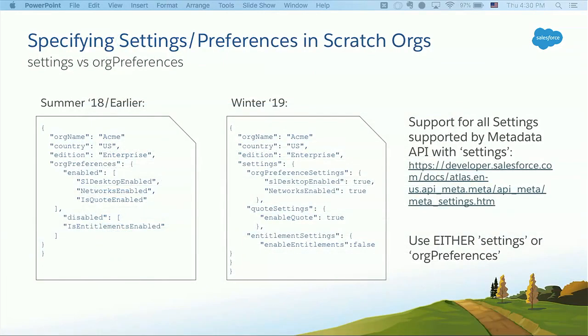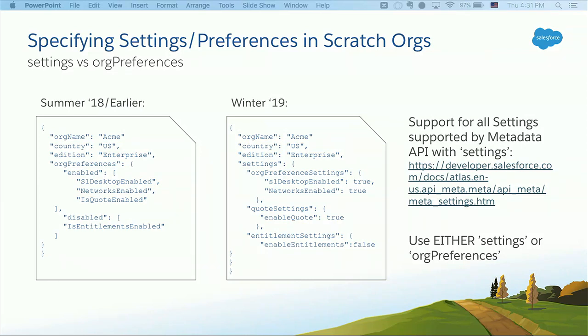Okay. So moving on, another enhancement we've made around Scratch org definition files is the way that we specify preferences. If you're familiar at all with using org preferences to define settings and preferences within a Scratch org definition file, we're making a shift in winter to using the native Metadata API syntax. It's quite similar, but the benefit here is we're going to get out-of-the-box support for all settings that are supported by the Metadata API. Okay, so I've got an example here that shows how it would have looked in summer and how it would look in winter moving forward.